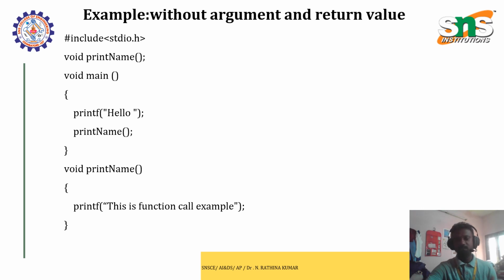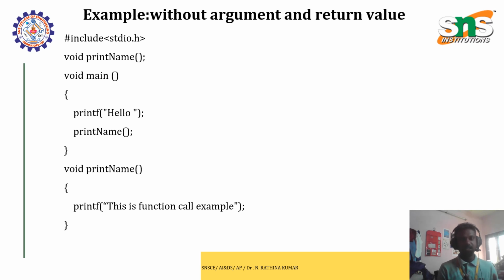The fourth one, function with arguments and with return value. So in this program, without argument and without return value, see this program. We have created the function prototype print name after the header file. Then inside the main function, we call it, which means that with the help of that function name, we can call it. So the function name here is print name.